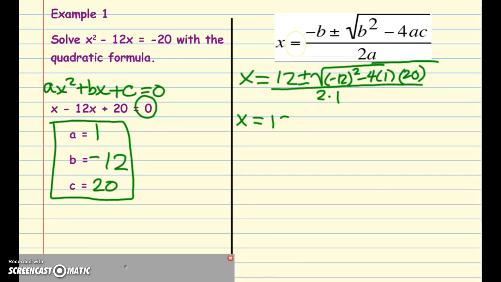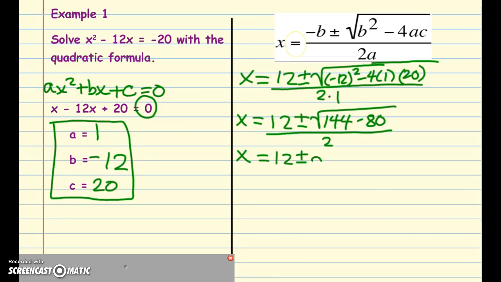So when I go through and do that, it's going to be 12 plus or minus the square root of 144 minus 80 over 2. And I have x equals 12 plus or minus the square root of 64 over 2. And then from here, I look inside this radical and I notice that 64 is a perfect square.